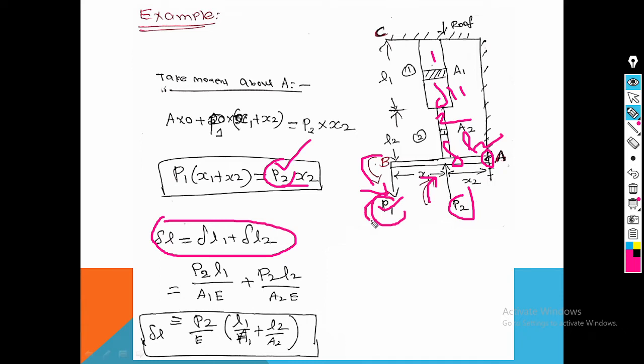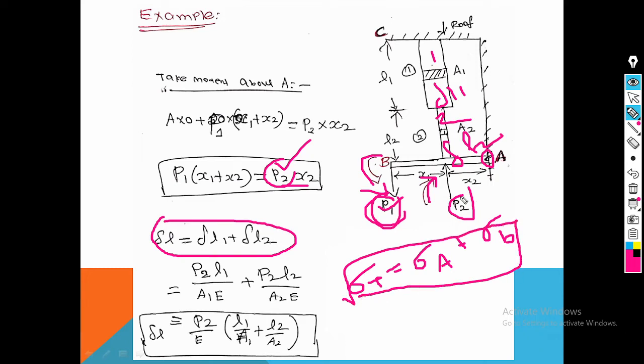Suppose P1 creates bending in the shaft or bending in the bars. Then total stress equals axial stress plus bending stress. Axial stress means P2 divided by A, bending stress means P1 divided by A, with the two areas A1 and A2.